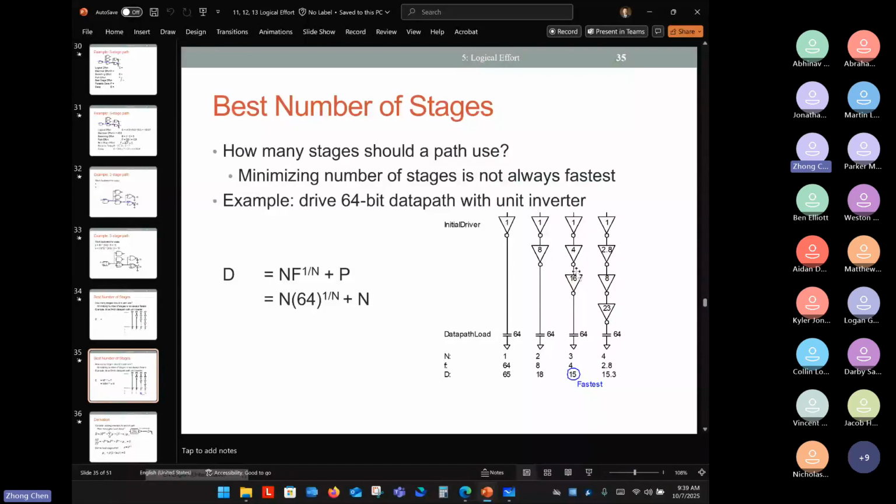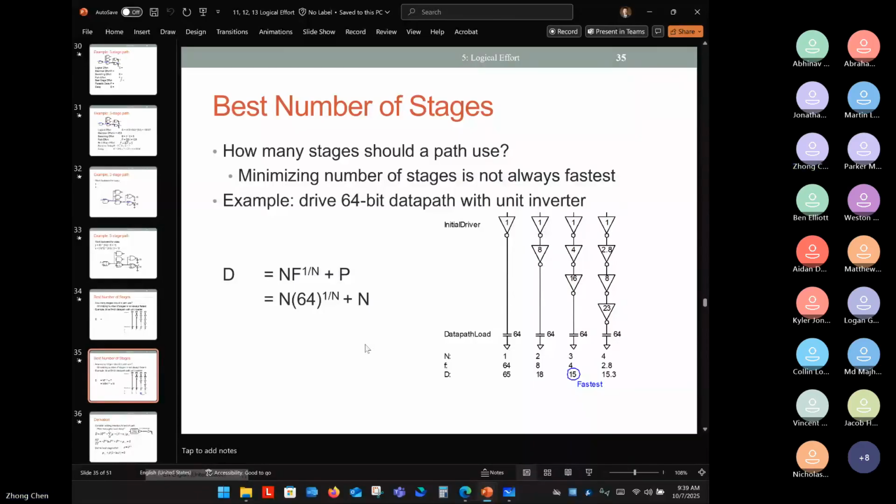So there's some parasitic delay added to this stage, which you cannot get rid of. Of course, there will be some kind of trade-off. So how can I pick the best number of stages for a particular design? I thought this is a pretty good example.